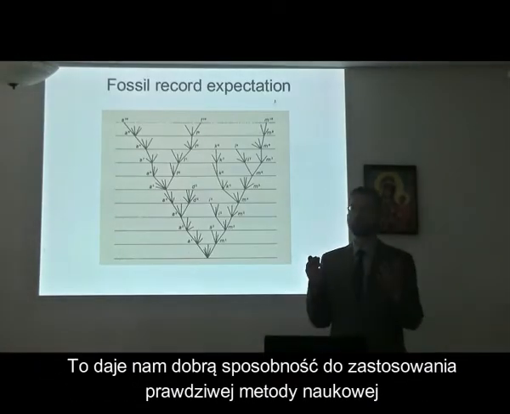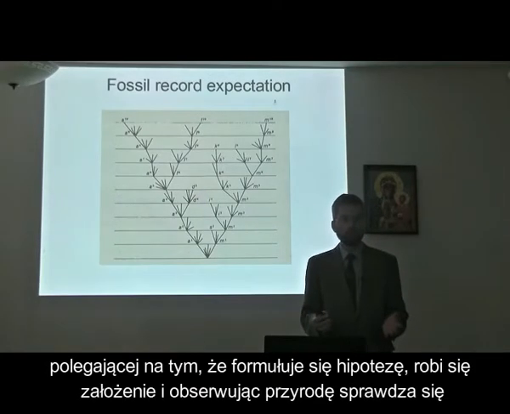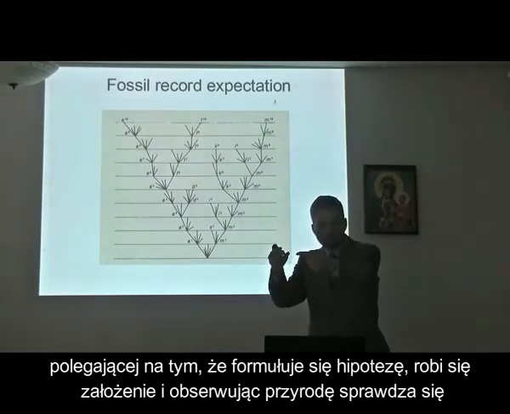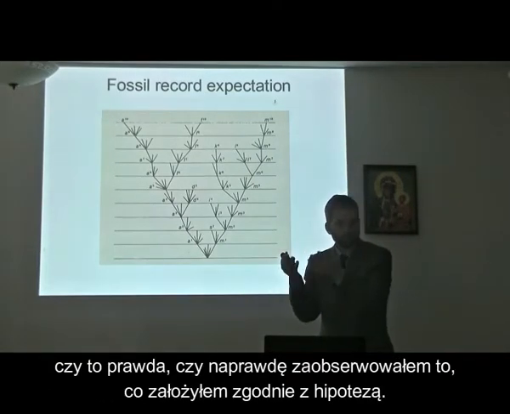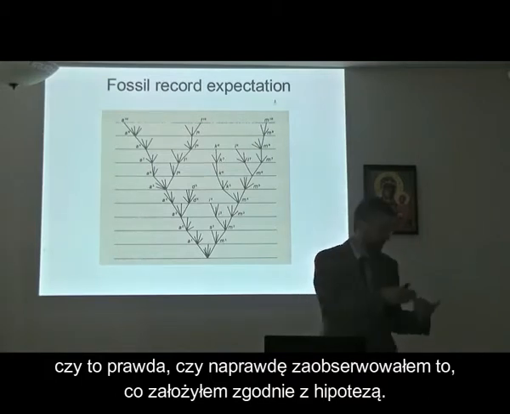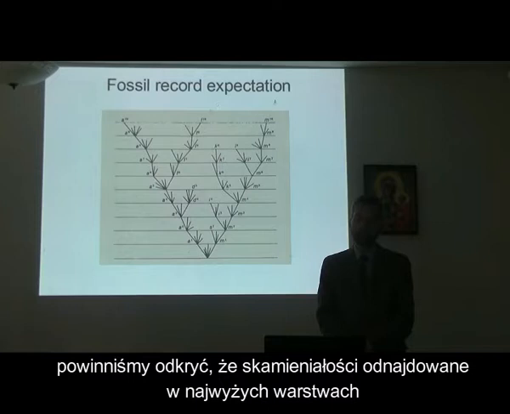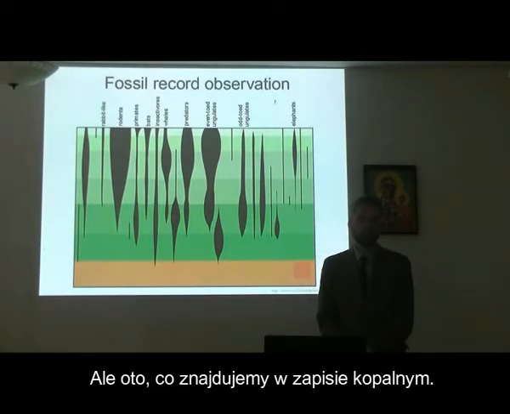This gives us a very good opportunity to apply the real scientific method, which is I formulate a hypothesis and make a prediction and test in the observation of nature whether this is true, whether I really observe what my prediction according to the hypothesis suggests. If Darwin's tree of life were true, we should find that the fossils which we find at the highest layers are becoming more and more similar the deeper we are finding them. But is this what we find in the fossil record?